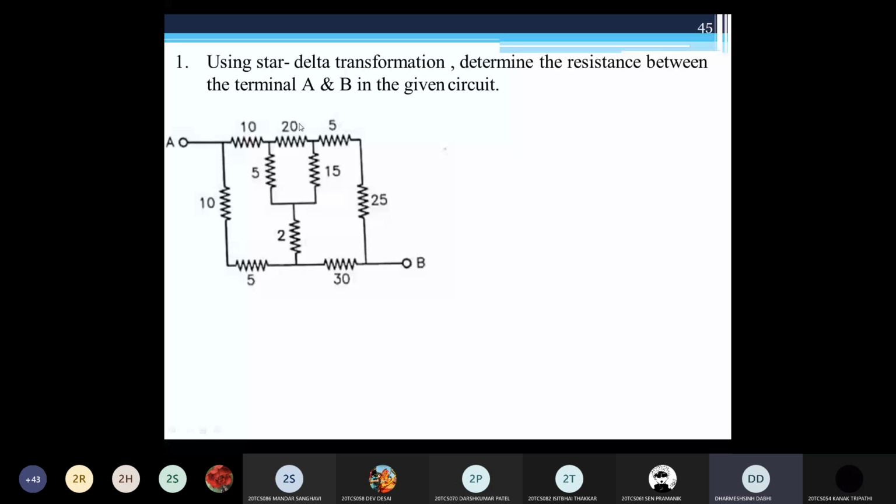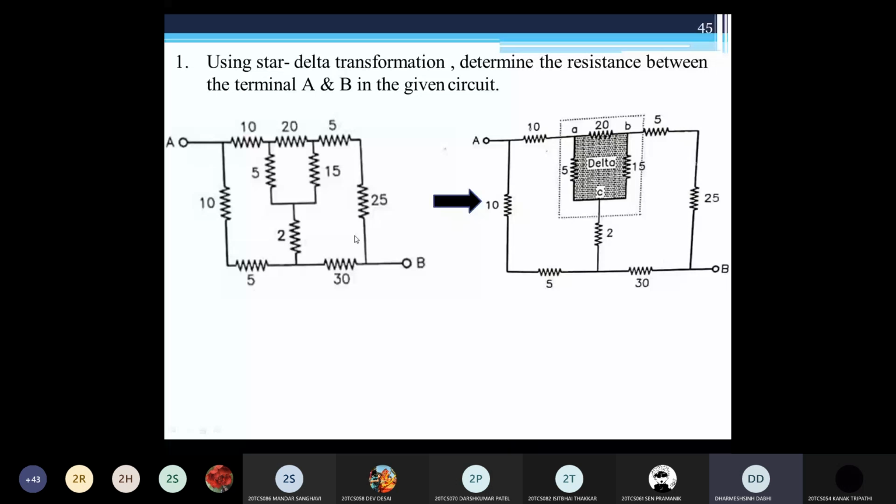Using star delta transformation, determine the resistance between terminal A and B. All of you have drawn this figure? Yes, sir. Okay, so let's understand the first step. As I told you, you can find a number of delta and star circuits in this figure. But first identify which delta or which star you should convert first so that your circuit becomes very simple. So here I find that this delta of 5, 20 and 15 ohm is a delta circuit.